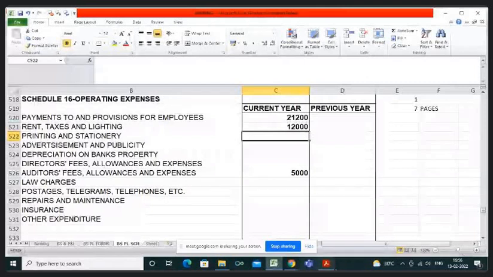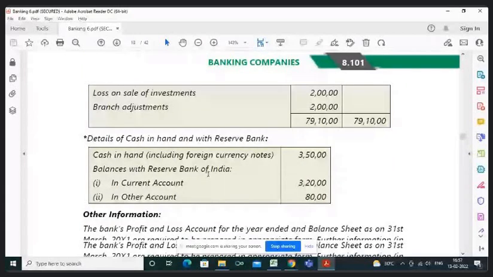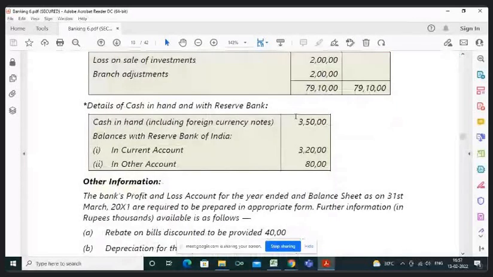Then we'll move on to cash in hand and with Reserve Bank of India, 75,000. Separate schedule, we have schedule number 6, cash in hand and with Reserve Bank. Here it is shown as a single item, but they have given the breakup here. So which one will we take? We will take the granular breakup. So this only we will show in the schedule to the balance sheet.